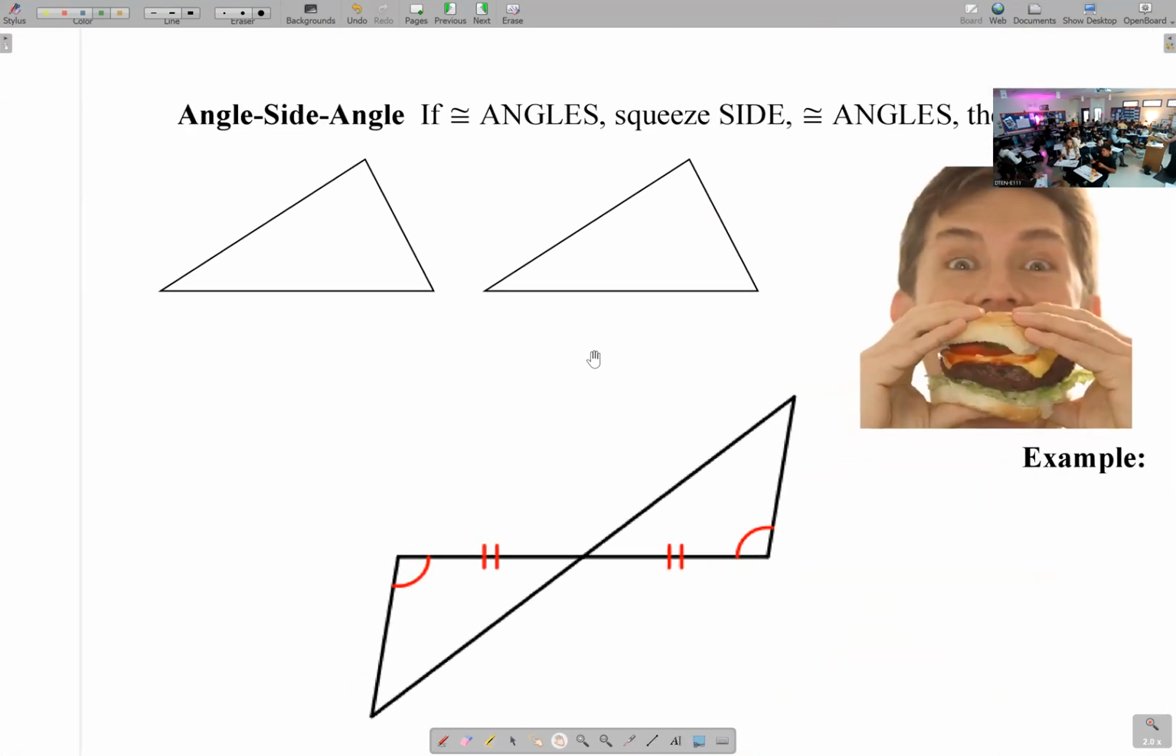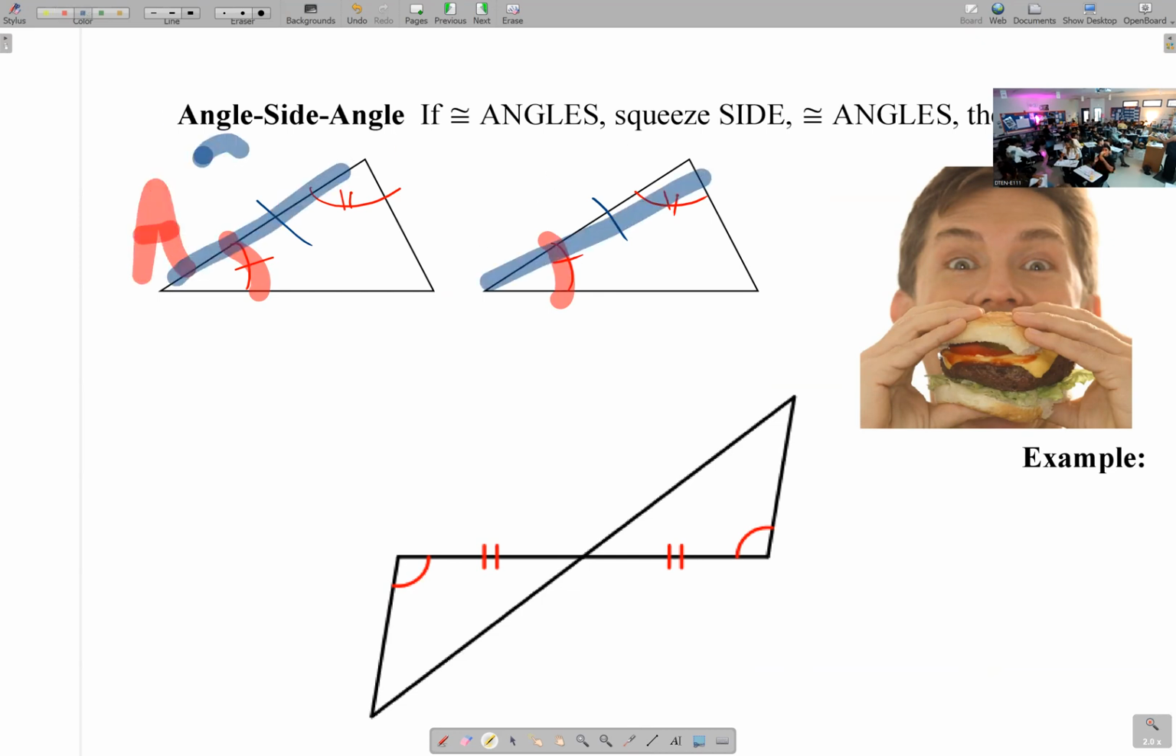Right up here. Ready? That's the easy version. Okay, out loud, we have a pair of angles. Then we have a pair of sides, and then another pair of angles.